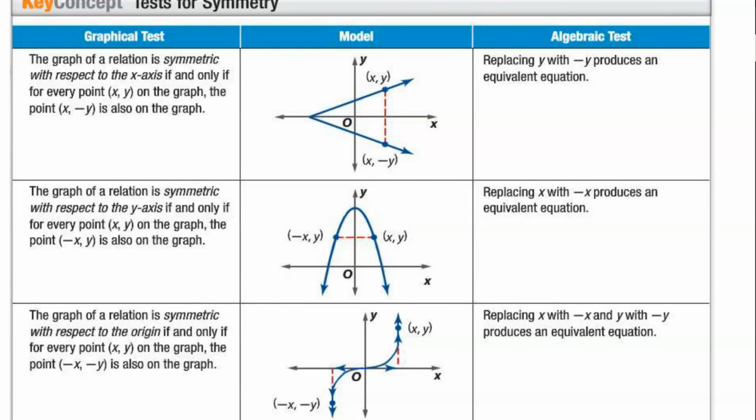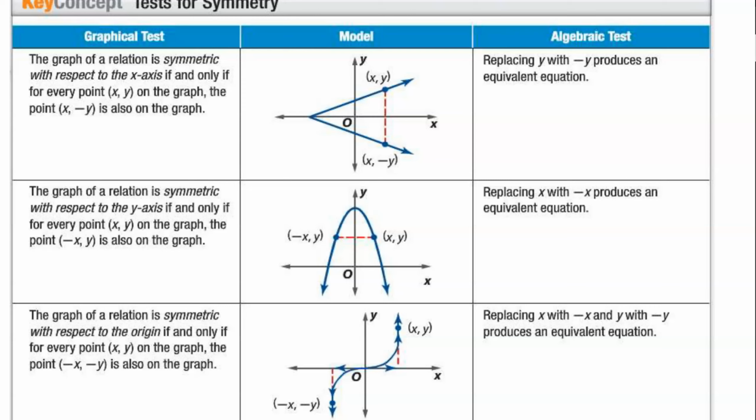So, symmetry. When we're talking about graphs, you can be symmetric across the x-axis, right? It's symmetric across the x-axis. You can be symmetric across the y-axis. Or you could have this symmetry where you flip it upside down, 180 degrees, and it's the same thing. Okay, those are the three.